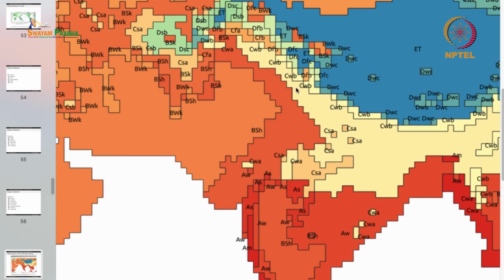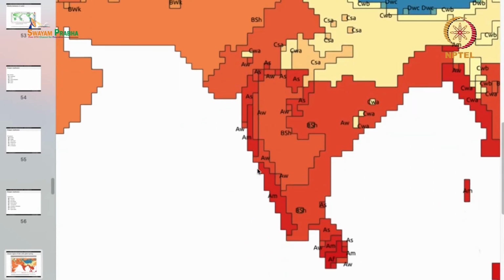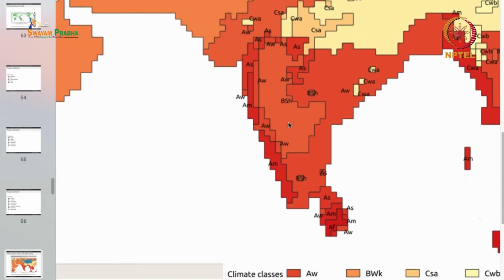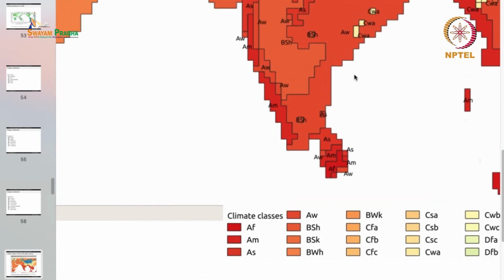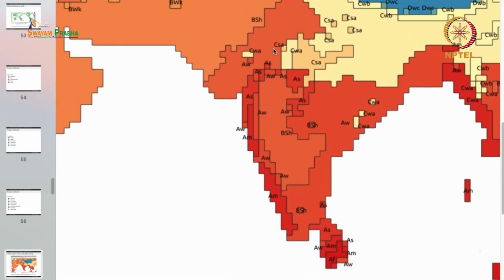The drier areas of our country have hot areas, so these are B together with H. Now this is what the Köppen classification looks like if we consider the period 1901 to 1925. Now let us understand what is changing. Now the climate of India is changing, as is the climate of the rest of the world.